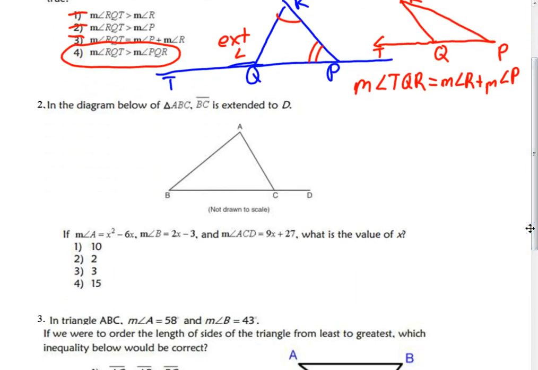So number 2, in the diagram below of triangle ABC, BC is extended to D. The measure of angle A is x squared minus 6x. The measure of angle B is 2x minus 3. And the measure of ACD is 9x plus 27.